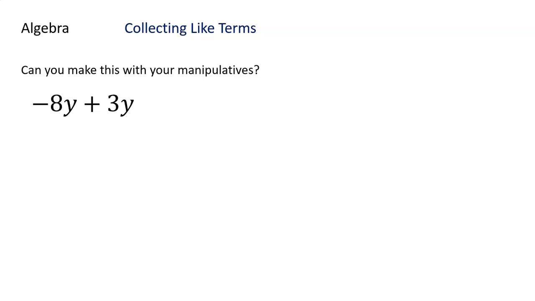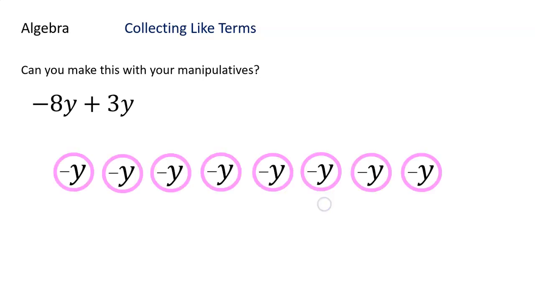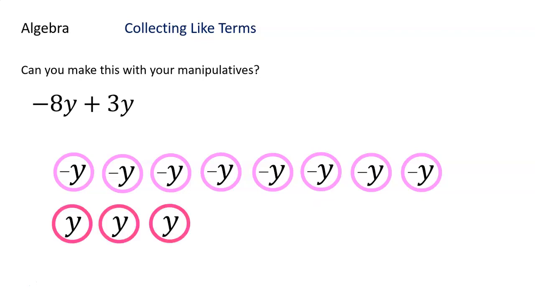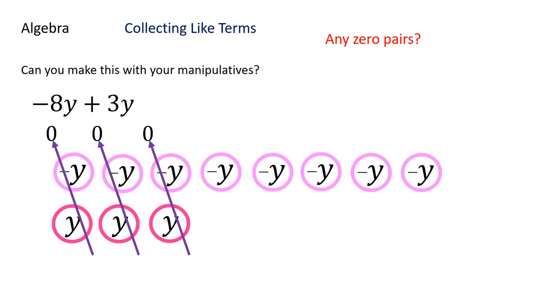Okay, you should have drawn a row of 8 negative y's and then a row of 3 positive y's. You need to look for the zero pairs. In this case, there are 3. And then sum what's left to find that the answer is negative 5y.